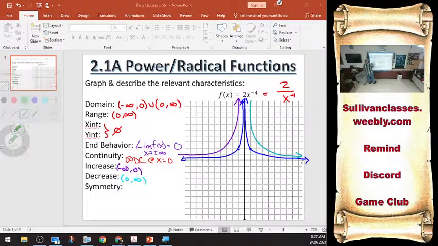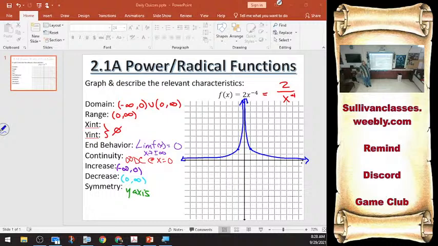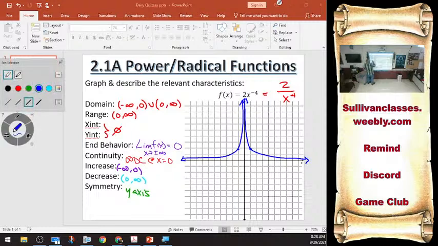Symmetry wasn't always put on these last time, but what's it symmetric to? How do I prove that? Negate x. And because it's to the fourth, it's just going to come out positive anyway, so that's how you prove that it's symmetric. So, here's what we're going to do.